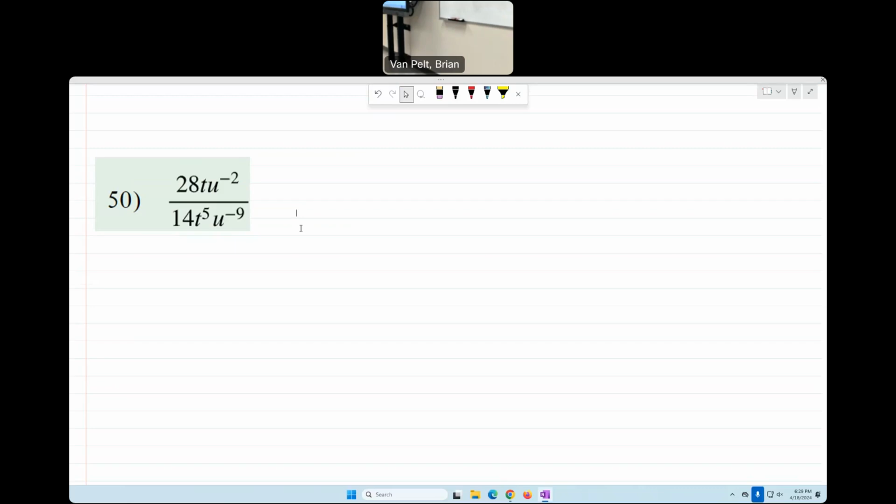Well, let's start with the numbers. Did you calculate the numbers? So we can knock out the, like the point. The way I write these out is I give myself lots of space for writing things. I'll do 28 u to the -2. Here, I have 14 e to the 5th u to the -9.